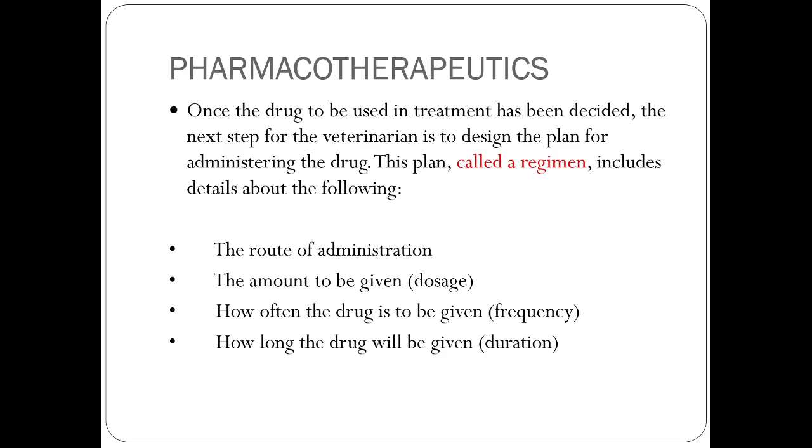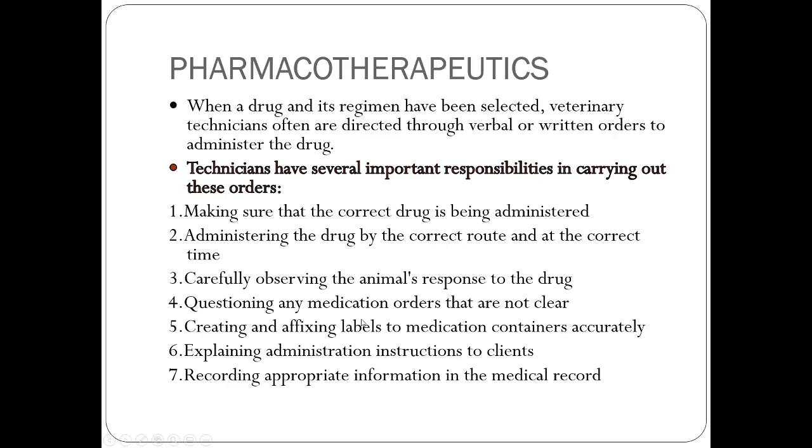It gives us the amount to be given, which is our dosage, or dose. Actually, it's our dosage rate, which is our dose. How often the drug is to be given, the frequency, and how long it's going to be given, the duration. So all of that together is dosage. The dose is the actual thing that I'm giving, the milligram strength that I'm giving at that time.